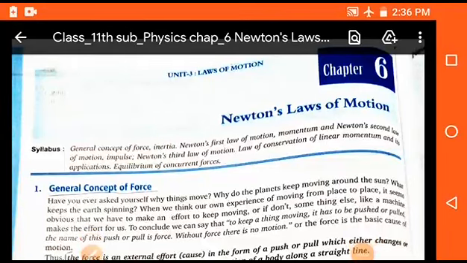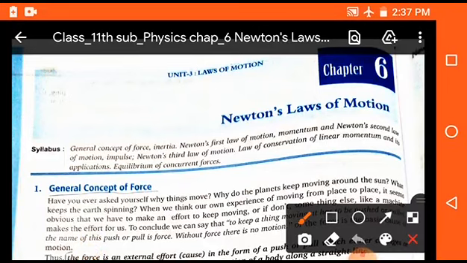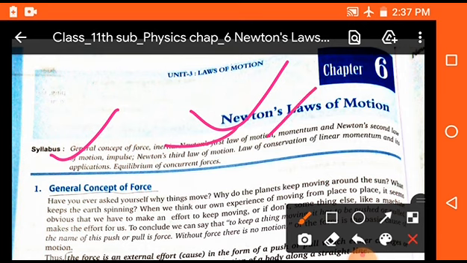In this session, we will study chapter number 6 of class 11th, and the name of the chapter is Newton's Laws of Motion. In this chapter, we discuss the general concept of force, types of force, Newton's first law, second law, third law, moment, momentum, linear momentum, and a description of the equilibrium of concurrent forces.